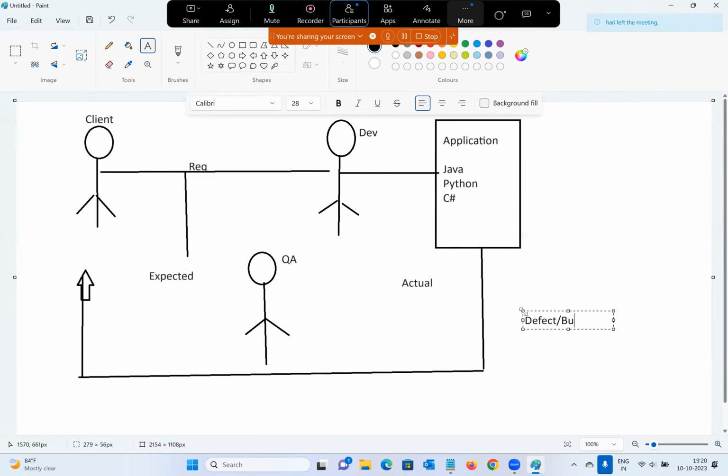Everyone, if you understand this diagram, you can easily understand the definition of software testing. Once again, guys, what is software testing? Observe, it is a process. The process starts from client to developer, then developer to testing engineer, and again testing engineer to client.